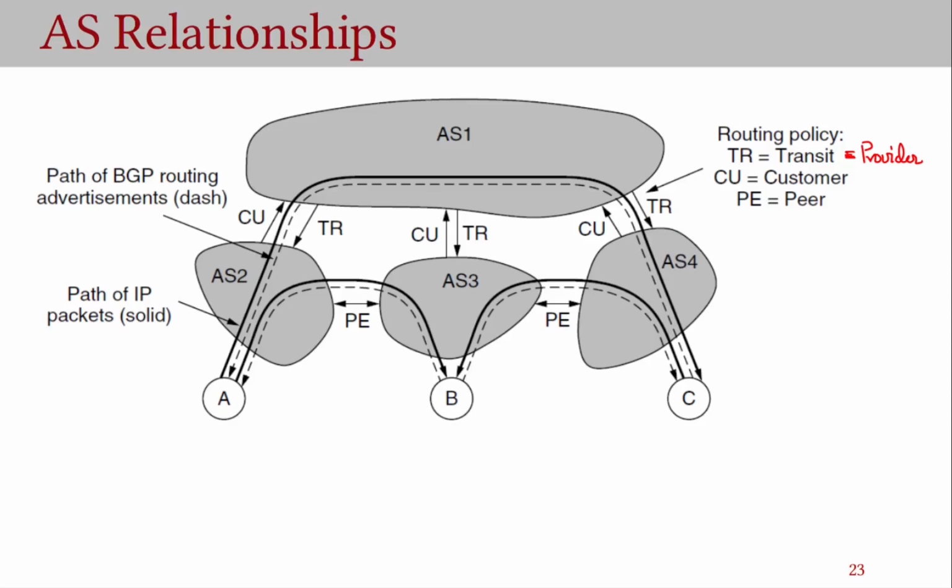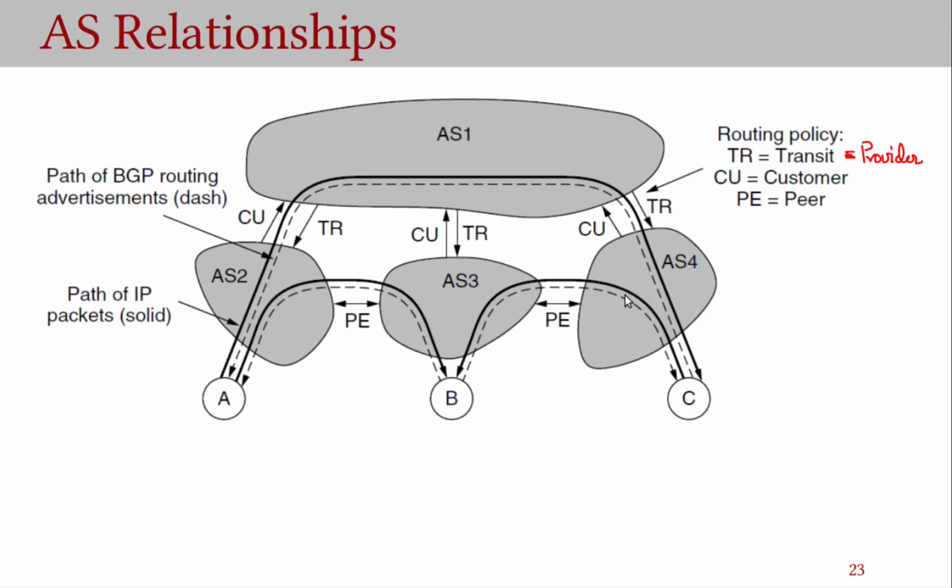Here is an example that would help in clarifying the policies that we discussed in the previous slide. So there are 4 autonomous systems, AS1 through AS4. And what we had been saying as a provider is labeled here as transit. So AS2 is customer of AS1 and AS1 is provider to AS2, or AS1 provides transit to AS2. And then there are peering relationships as well. So AS2 is peer of AS3 and AS3 is peer of AS4.